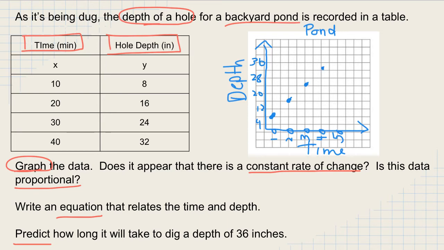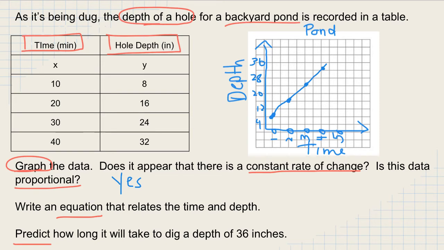Should be right here. All right, so I only connected those dots, which wasn't very good, let me try that again. That's a little bit better. This is what my graph is going to look like. Is there a constant rate of change? Well, yes, because if there's a constant rate of change, you will get a linear graph.